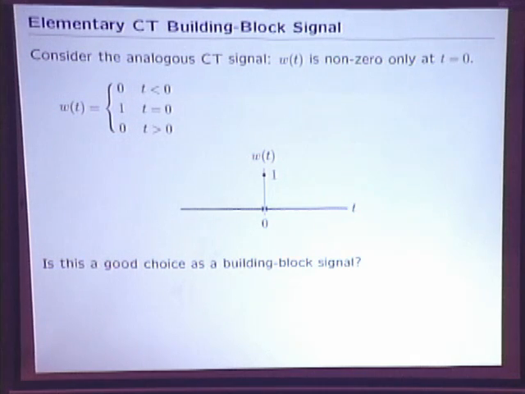So here it is. Define a signal in CT that is 0 everywhere except 0, and at 0 make it 1. So is that a good choice? And I hope I've sort of biased my presentation enough so that the answer is obviously no. So the real question is, why not? Can somebody think of a good reason why this is a poor choice for a building block signal? Yes?